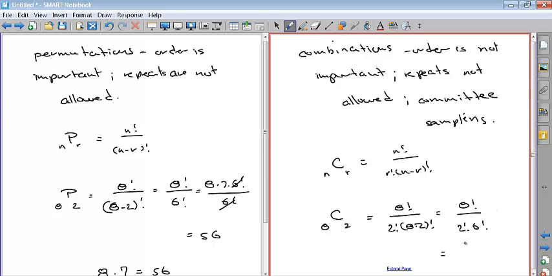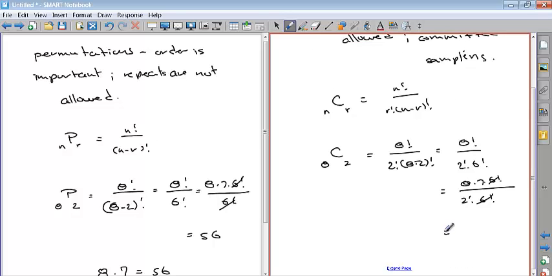And remember that 8 factorial is 8 times 7 times 6 factorial divided by 2 factorial, 6 factorial. The 6 factorials cancel out. So compared to before, you've got this extra 2 factorial in the denominator, which is 2 times 1. So this ends up being 56 divided by 2, which is 28. So that's how many 2-person committees you can get.